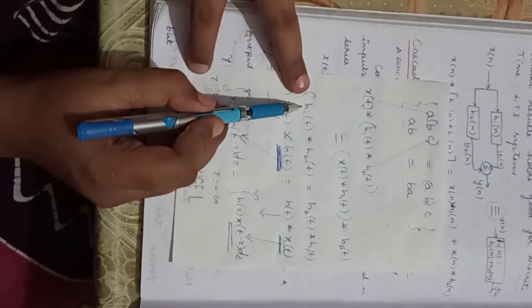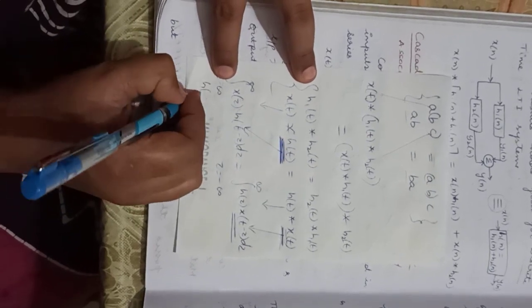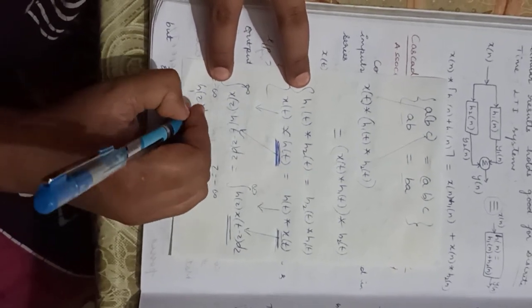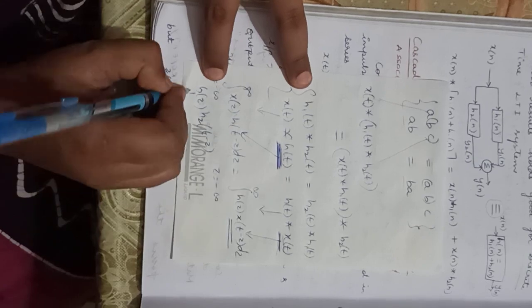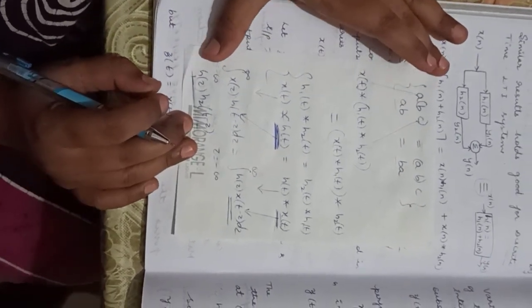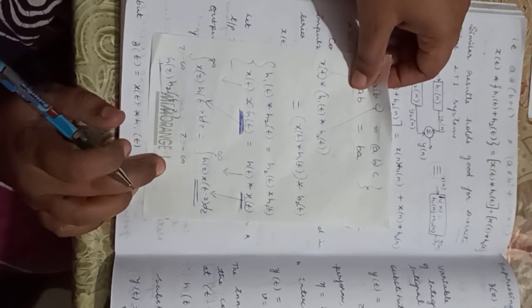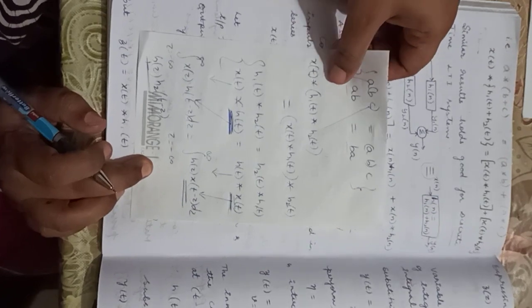So when we use h1 of t and h2 of t, here it is h1 of tau, and this is h2 of t minus tau. Like that we should write the definitions. Using this concept, now we will see when two LTI systems are connected in series, how these properties can be proved and what the total impulse response is.